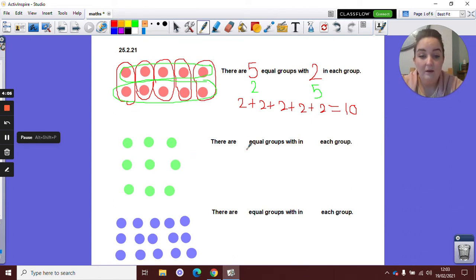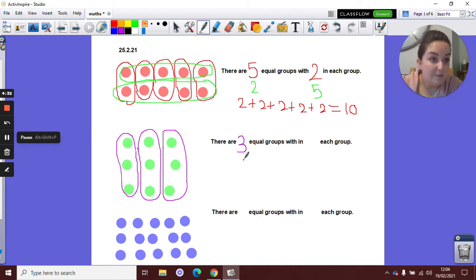So here I've also got the same sentence. There are equal groups with blank in each group. So I can see, look, they've got the same going down, so I've got 1, 2, and 3. So I've got 3 equal groups, because I can see they've got the same in each group. I've got 3 equal groups with 1, 2, 3. Let's just check 1, 2, and 3. 1, 2, and 3. Yeah, so I've got 3 groups with 3 in each group.